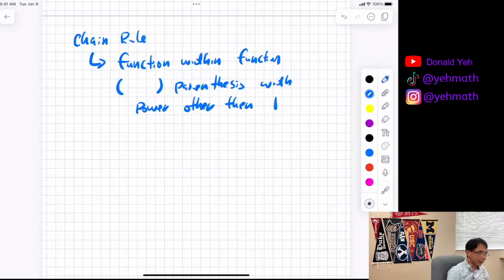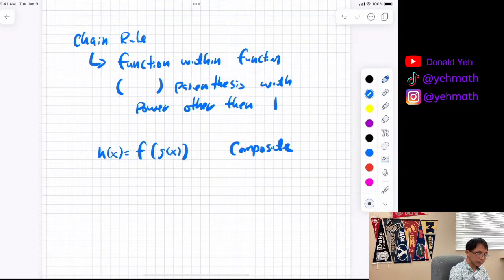Now, what are composite functions, or what is a function within the function? So let's just say h of x equals f of g of x. This is called a composite function. They are the example of function within the function because g of x is within f of x.